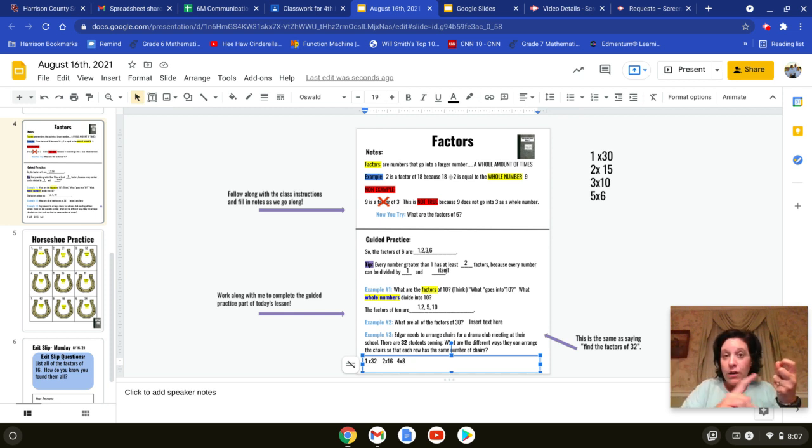and 8 didn't work. 5 didn't work. 6 didn't work. 7 didn't work. 8's already there, so we know we found them all. So those are the possible arrangements that you have.